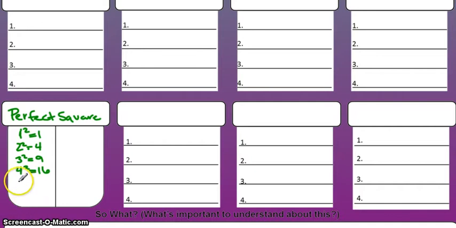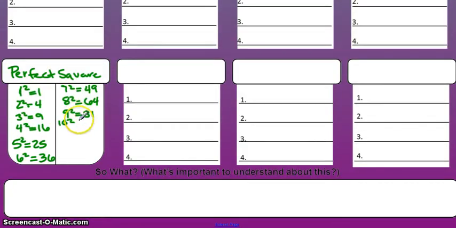Then we have 5 squared, or 5 times 5, which is 25. 6 squared, which is 6 times 6, or 36. Then 7 squared, which is equal to 49, or 7 times 7. 8 squared, which is equal to 64, or 8 times 8. 9 squared, which is equal to 81. 10 squared is equal to 100.